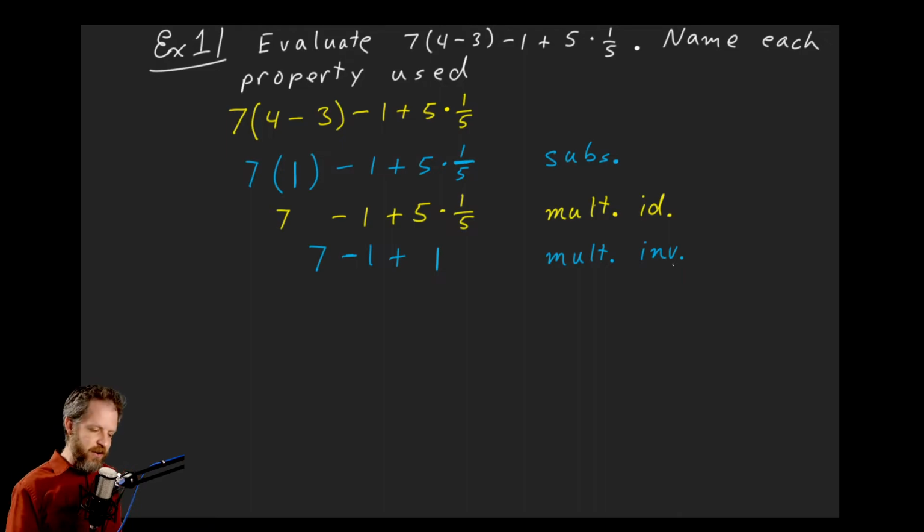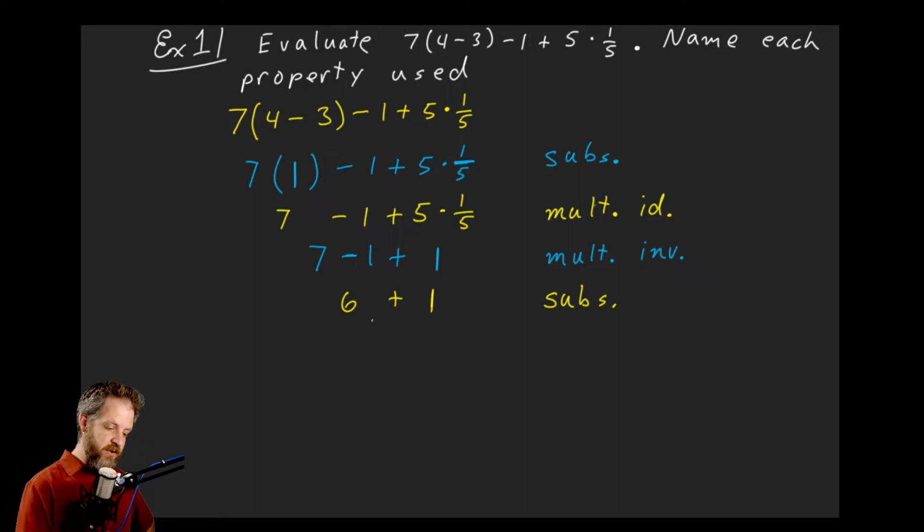What are we going to do next? Well, the next thing we're going to do is 7 minus 1. Is that any of the other properties? 7 minus 1 is 6, right? So 6, and then bring down what we haven't touched. 6 plus 1. Is that additive inverse, additive identity? No, it's not either one of those. So what did we use? Well, we used substitution, because we substituted 6 in for 7 minus 1, because 6 equals 7 minus 1.